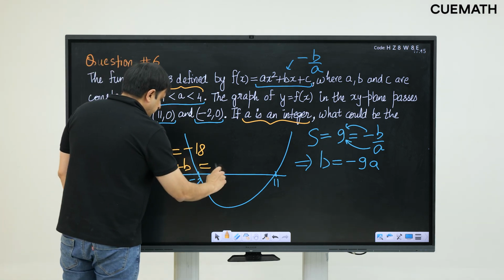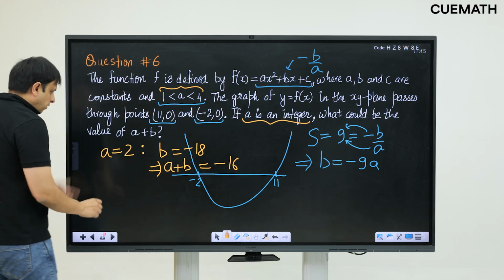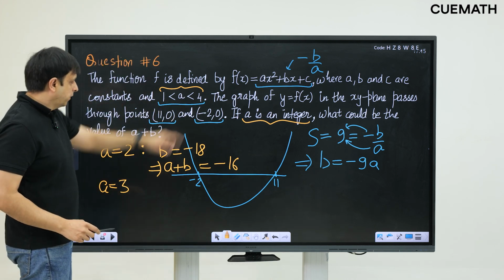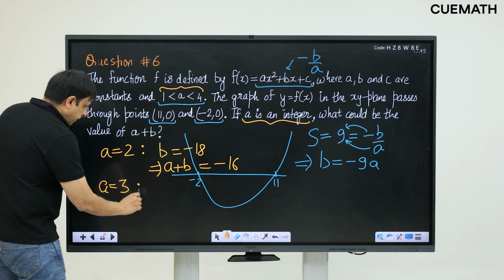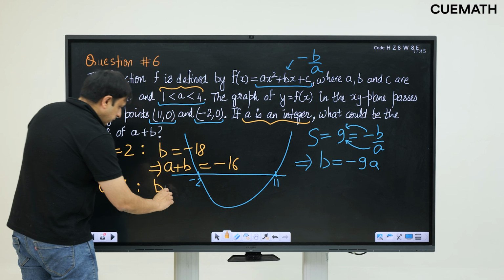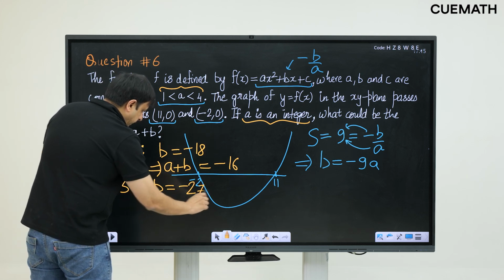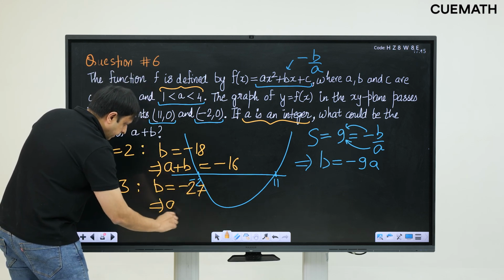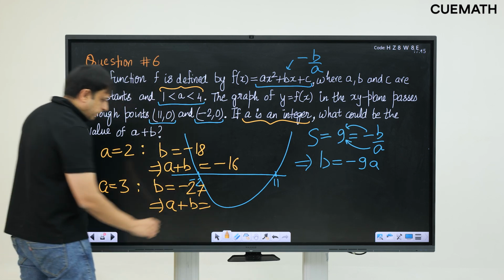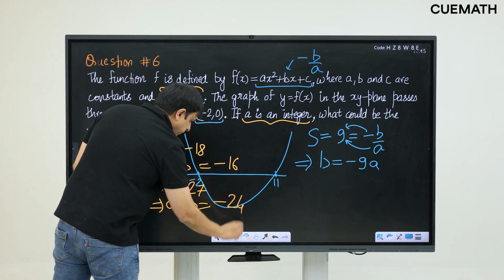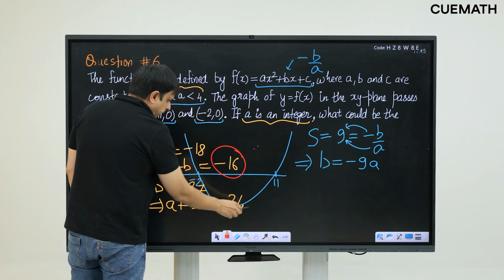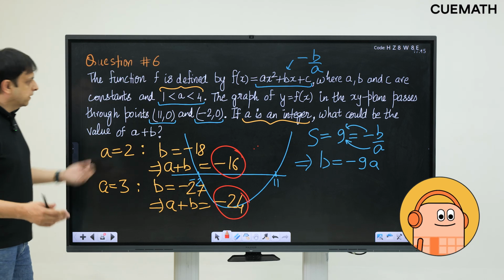or negative 16, or the other alternative is a is equal to 3, because that is the other integer between 1 and 4, and therefore b is equal to minus 9 times a, minus 9 times 3, which is minus 27, and therefore a plus b is equal to 3 plus negative 27, which is equal to negative 24. So, you get two possible values of a plus b, minus 16 and minus 24, and that completes question number 6.